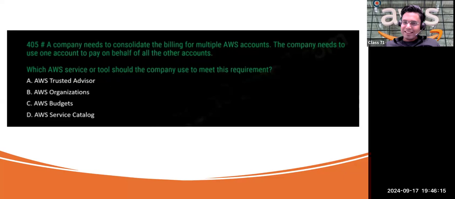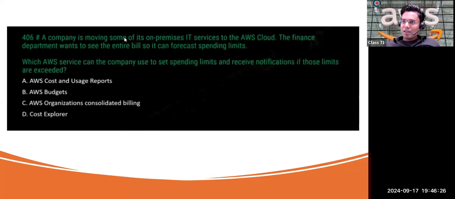Okay, so whenever you see words like one bill or multiple billing, it's AWS Organizations, consolidated billing. Now a company is moving some of its on-prem IT services to the AWS cloud. The finance department wants to see the entire bill and forecast spending limits. Which AWS service can the company use to set a spending limit? It's easy. What do you think?